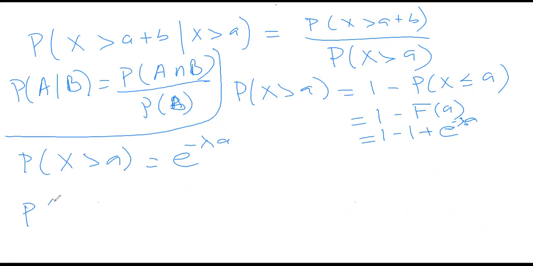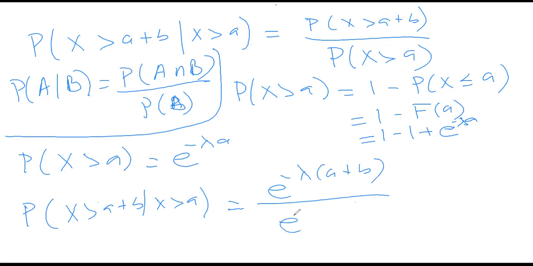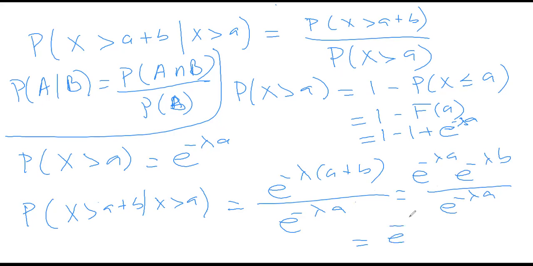So the probability that X is greater than a plus b, given that X is greater than a, equals e to the minus lambda times a plus b, divided by e to the minus lambda a. You can check this one. This is e to the minus lambda a times e to the minus lambda b over e to the minus lambda a, which is e to the minus lambda b, which is the probability that X is greater than b from what we did up here.